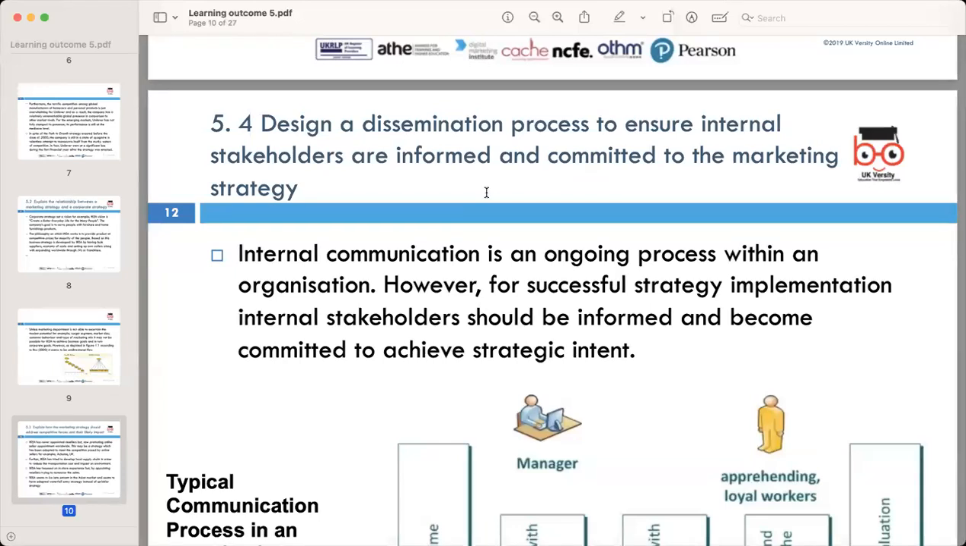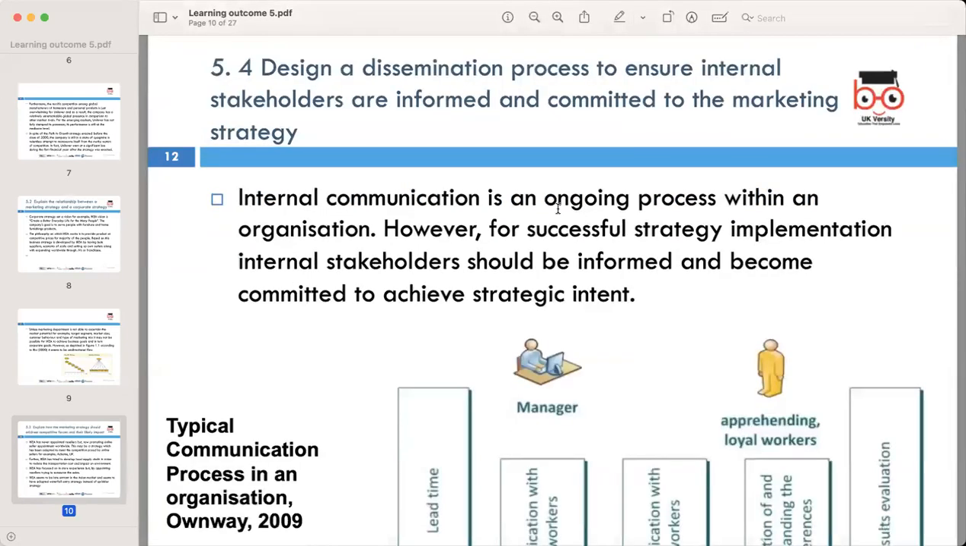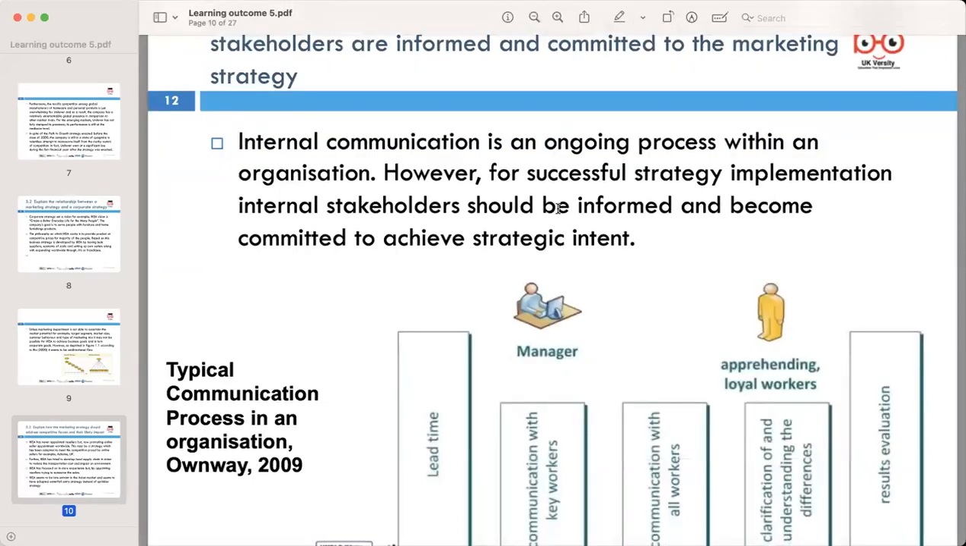Design a dissemination process to ensure internal stakeholders are informed and committed to the marketing strategy. Internal communication is an ongoing process within an organization. However, for successful strategy implementation, internal stakeholders should be informed and become committed to achieving the strategic intent.